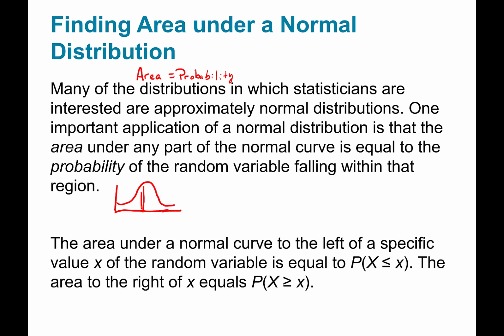Is going to be less than or equal to. So this shaded region, if this is my x, little x, is the probability that the random variable X is less than or equal to the value of little x. Similarly, area to the right of a normal distribution is equal to the probability that X is larger than or equal to the value of little x. So area to the left is going to be less than or equal to. Area to the right is greater than or equal to.